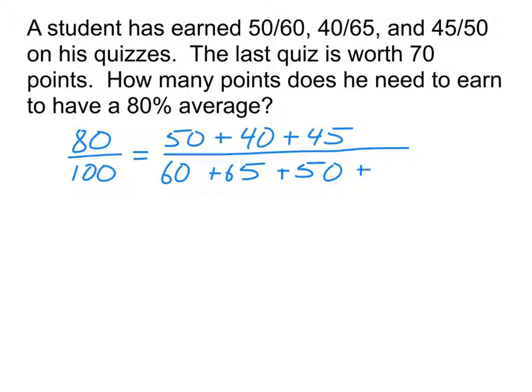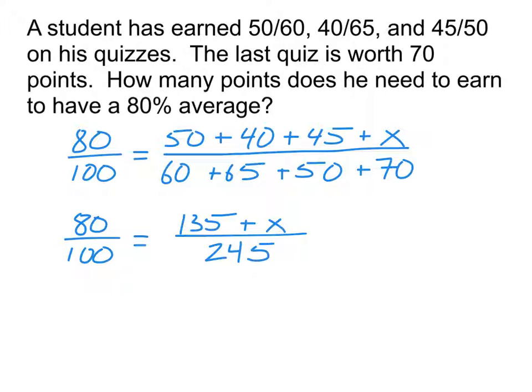And so I'm going to have a plus 70 there, but I need something on the top to correspond to that: the number of points that we earned. Well, that's what we're trying to figure out. So that's where the x goes. From here, all you have to do is solve. Right now that probably looks like a big headache, but it's not bad, because the very first thing you do is the addition on the top and the addition on the bottom. When we add them all up, you get 135 plus x over 245.